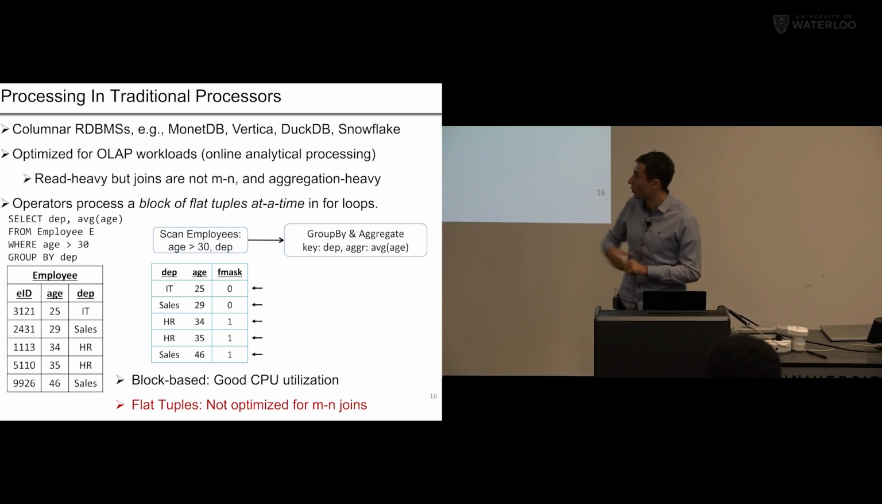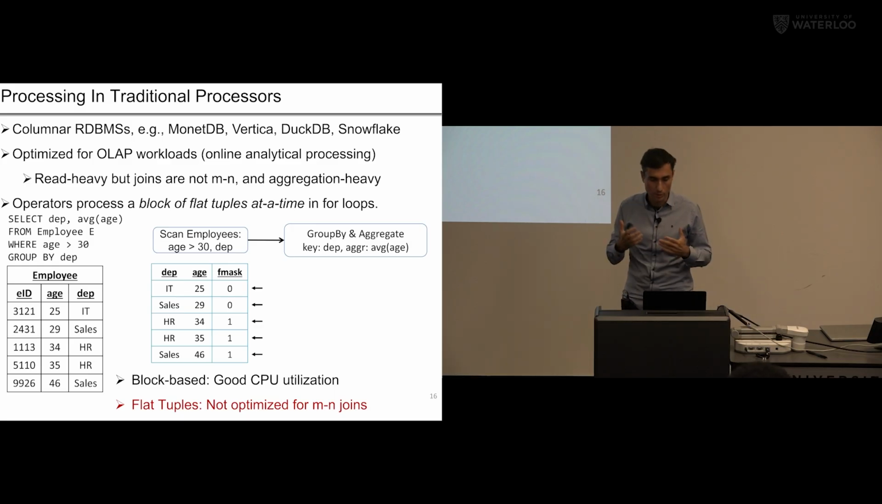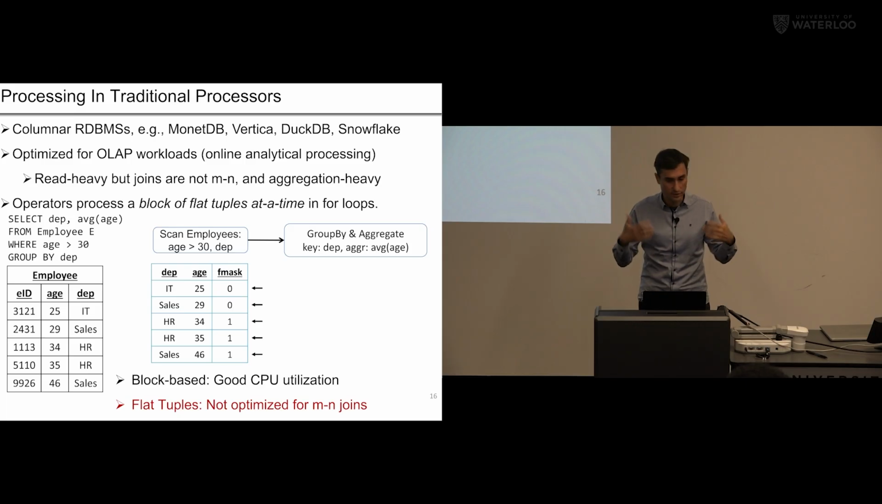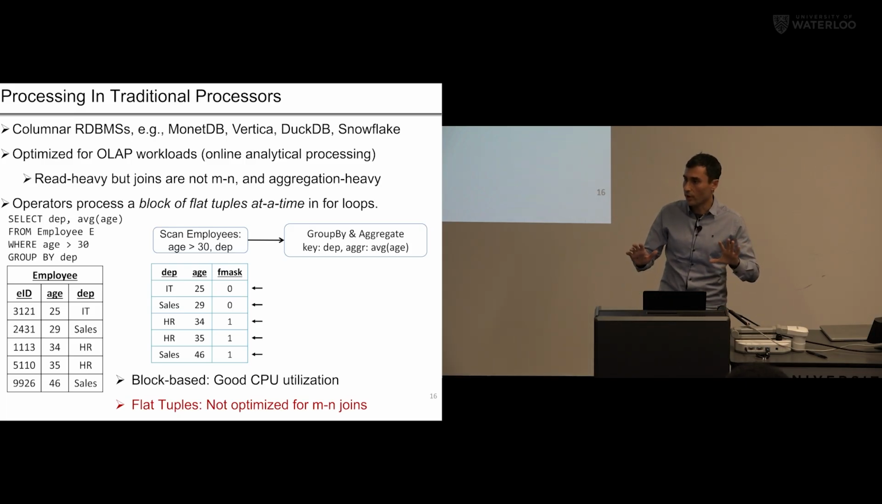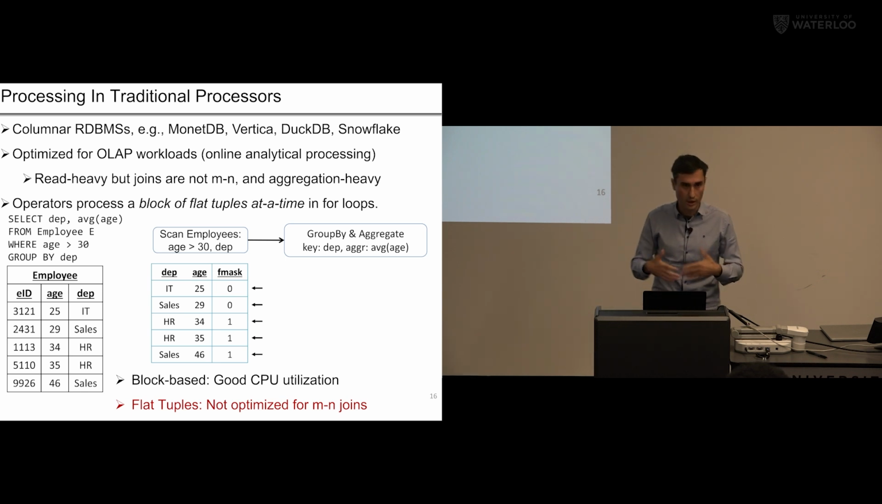So here's how this works. Suppose you had the SQL query: select department, average age from the employees table where age is greater than 30, grouping by department. The query is asking, on average, what is the age of my employees in each department, but only considering employees who have age greater than 30. It's a very simple query, and take any system that you want, especially the columnar systems, which are the fastest for these types of analytical group by and aggregation queries. There's only one plan that they will generate.